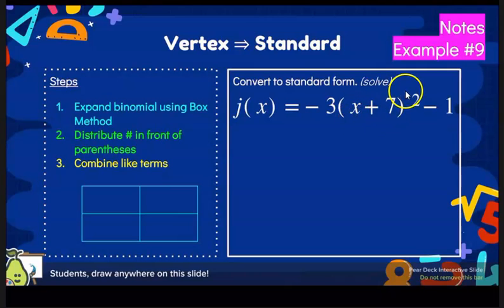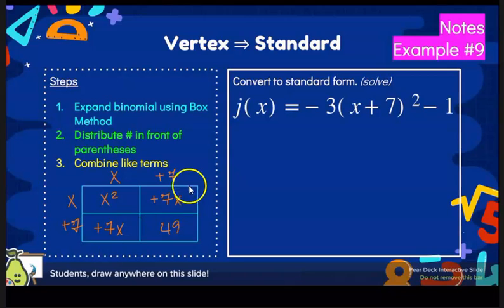I know x plus 7 squared is just really x plus 7 times x plus 7. Therefore, it's binomial or polynomial multiplication, which is when I use my box method. So I have x plus 7 and x plus 7. Then you just fill in your box. x times x is x squared. 7 times x is positive 7x. x times 7 is still positive 7x. And then 7 times 7 is 49.